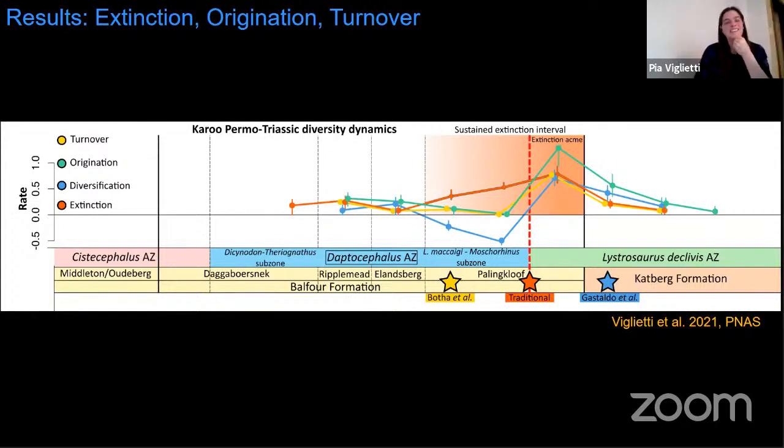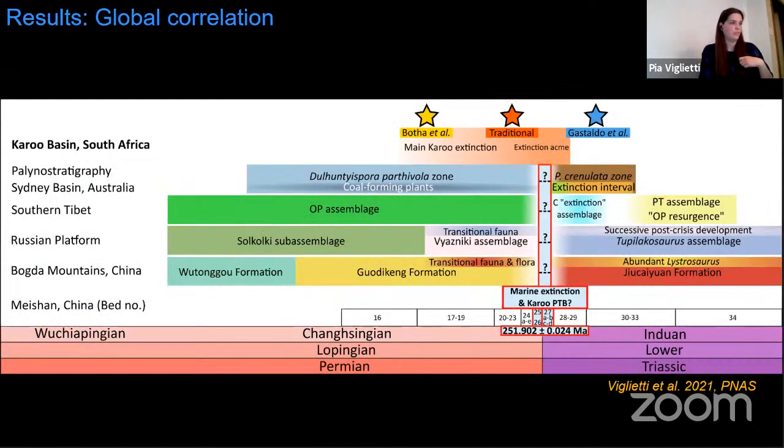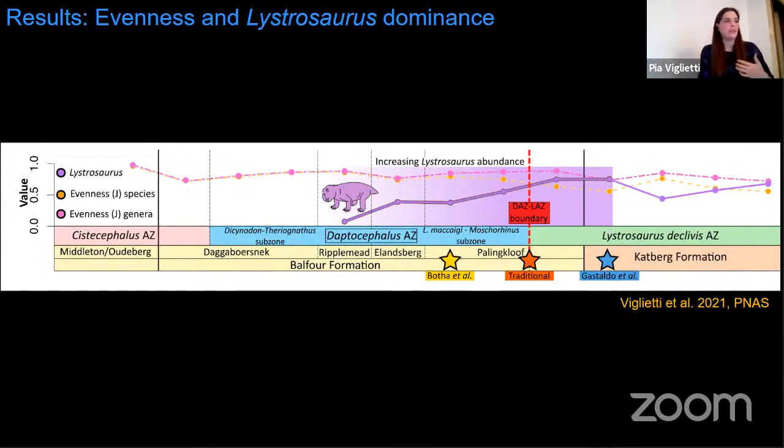Yeah, that's a good question. What we can say from the data in the lower Katberg is that there is this period where, and let me just move to this diagram, which is showing fluctuations in Lystrosaurus abundance. That seems to coincide with drops in species evenness, so drops in overall diversity. It seems like communities are trying to recover and then they get destabilized again, and that seems to be connected to Lystrosaurus abundance, and then they try to recover again.